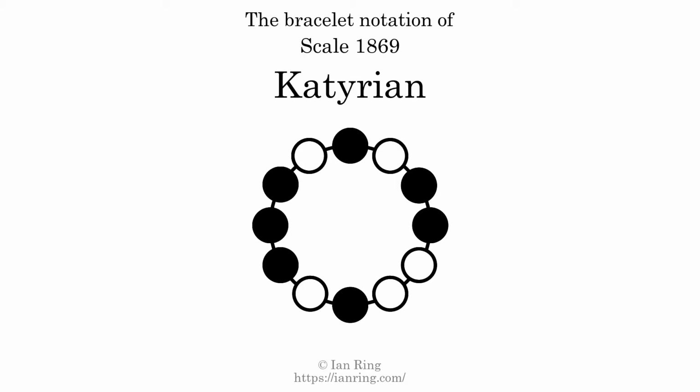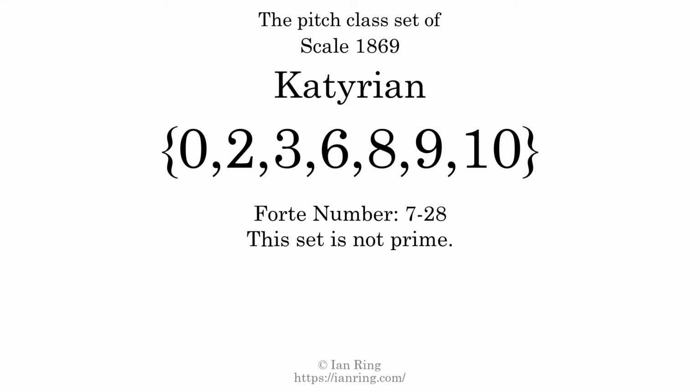This is a bracelet notation diagram of scale 1869. The shaded circles represent tones that appear in the scale, and they are read clockwise, starting at the top. The pitch class set for this scale is 0, 2, 3, 6, 8, 9, 10. The Forte class is 728. This set is not prime.